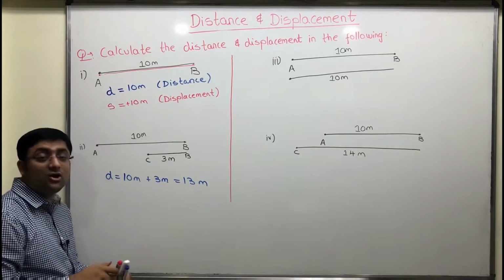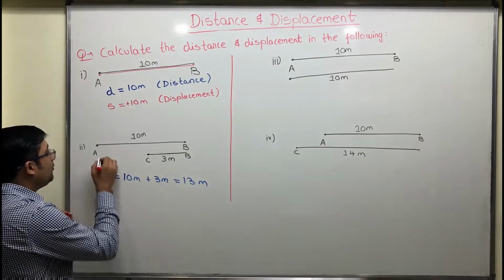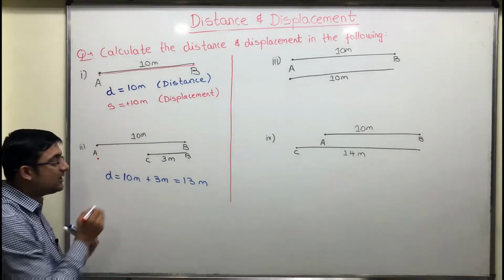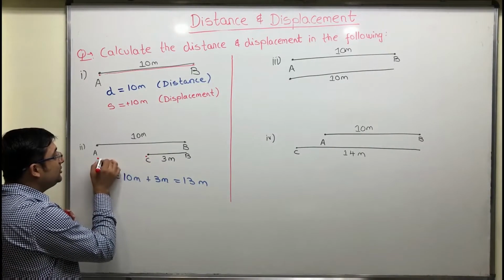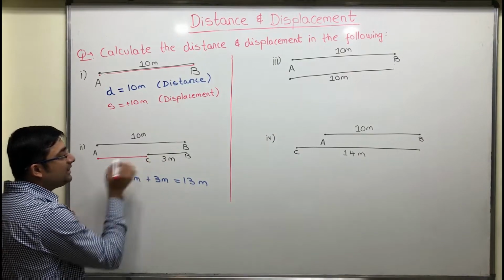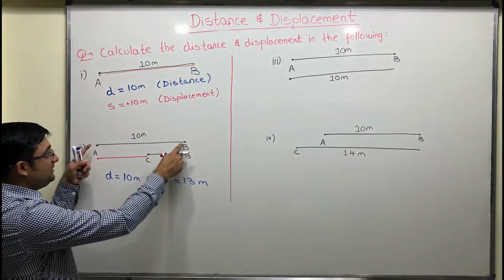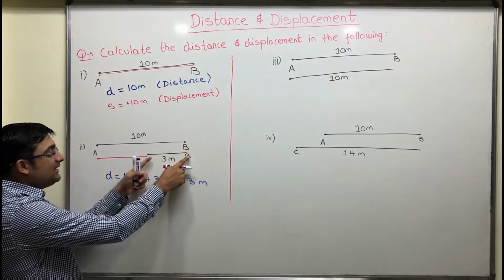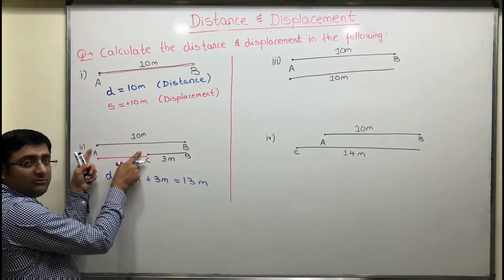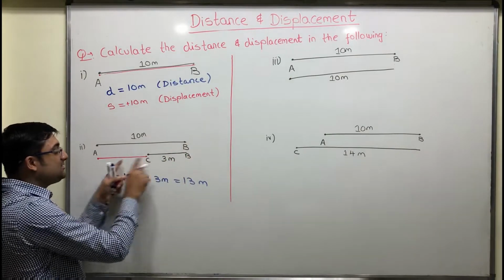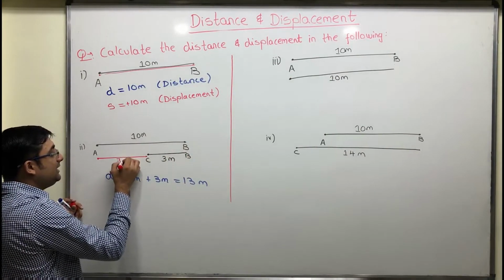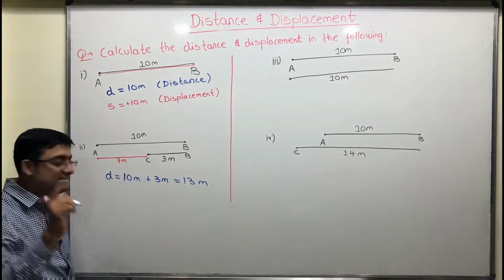Is this clear? Now to find the displacement, what do we do? What is the initial point? A. What is the final point? C. Join A and C by a straight line. Now my question to you is, what is the length of this straight line? See, this straight line is 10 meters and this much is 3 meters. So how much remains? 10 minus 3. So this is 7 meters. That means displacement is 7 meters.